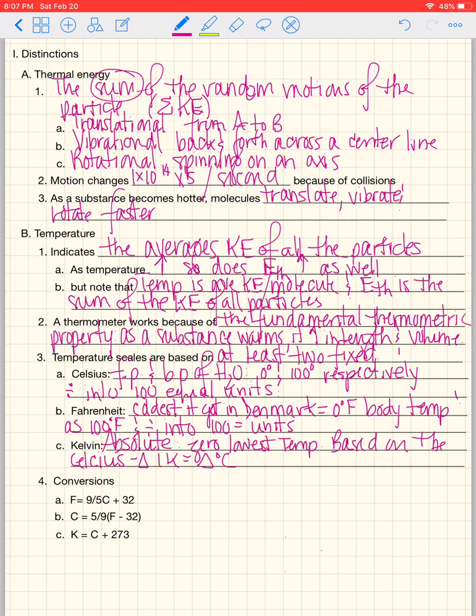All right, let's just look real quick at the conversions that we have here. You've worked with these probably since you were in elementary or middle school. Here are your conversion formulas. Just keep those in front of you while you're working on some of these problems. All right, let's just do a couple of these problems.